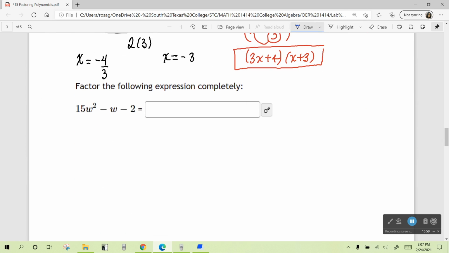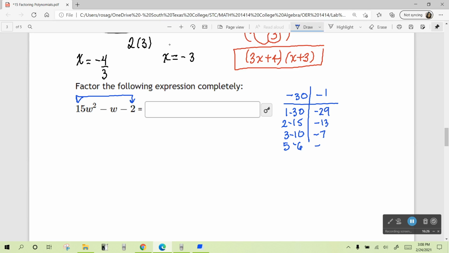Okay, this one, 15. I'm going to multiply the 15 and the negative 2, and I get negative 30. So 1 and 30, 2 and 15, 3 and 10, 4 no, 5 and 6. And they need to add to negative 1. Two negatives means the negative is the bigger number. So that would be negative 29, negative 13, negative 7, negative 1. I need a negative 1, so that's going to be this one.